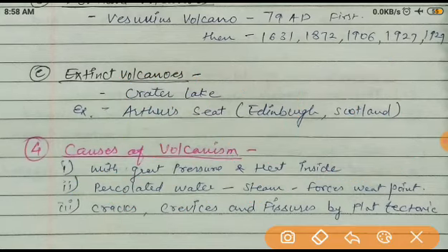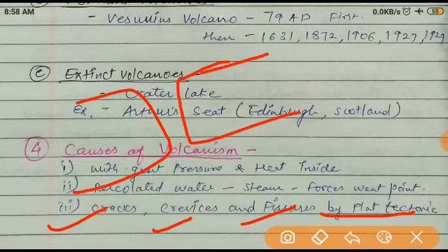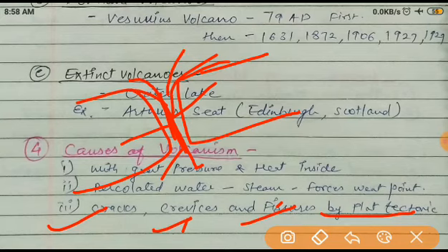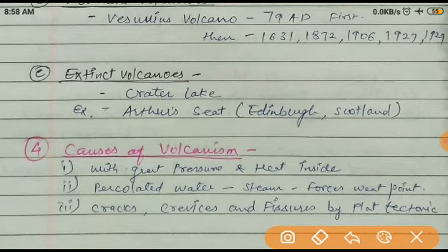The third reason is the cracks, crevices and fissures caused by plate tectonics. Now there are some plates inside that we have already discussed. So when there is a movement of plates, if there are some cracks inside, because of these cracks, these grooves or fissures, the magma gets a passage. The magma starts coming out from these imbalances or disturbances or the movement of plates. So basically these are the three causes by which a volcano can be generated. First is pressure or heat, second is percolated water, and third is tectonic plate movement. I hope this is also clear.